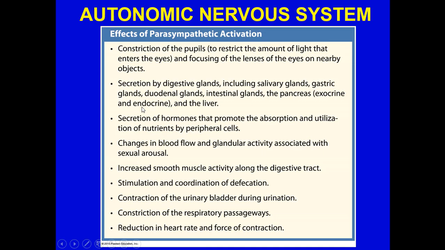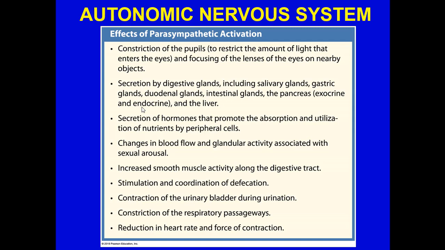Effects of parasympathetic activation. Okay, here's the grocery list that you really need to start thinking about. With sympathetic, you get a dilation of the pupils to increase the amount of viewing, although you do not have fine detail vision. The opposite occurs with parasympathetic. Constriction of pupils, you restrict the amount of light, and you also have more of a curvature of the lens of the eye. That gives you a view of nearby objects.